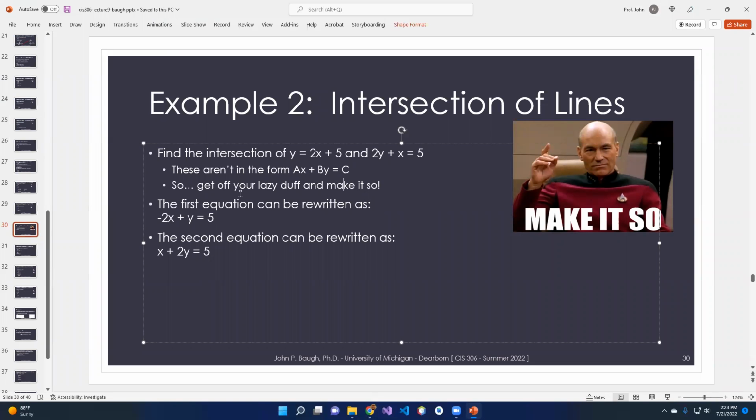Okay. So example 2, intersection of lines. Captain Picard is telling us to make it so. So we're going to find the intersection of 2 lines. You'll note in this case, they're not both in the form ax plus by equals c. And the order does matter. So you have to use a little bit of your basic algebra skills.